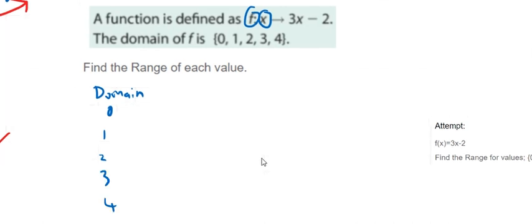So basically what we're saying is that these numbers 0, 1, 2, 3 and 4 are the numbers that we're putting into the function, and then we should get something else out of it. So the function really is this thing. This is the most important thing, the 3x minus 2 part. So I'm putting each of these numbers into 3x minus 2.